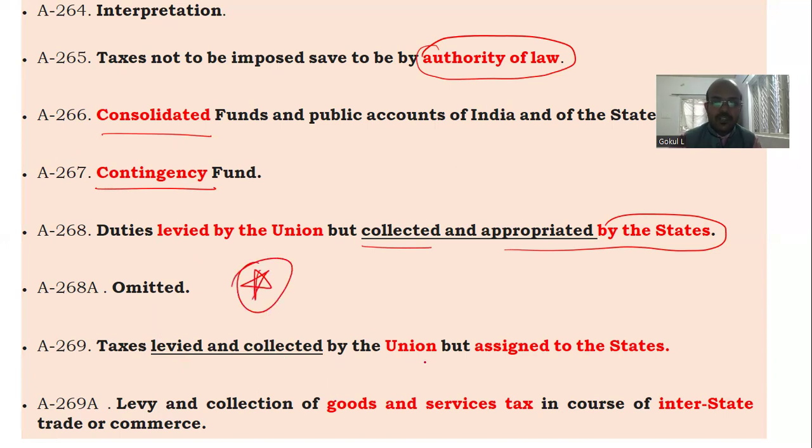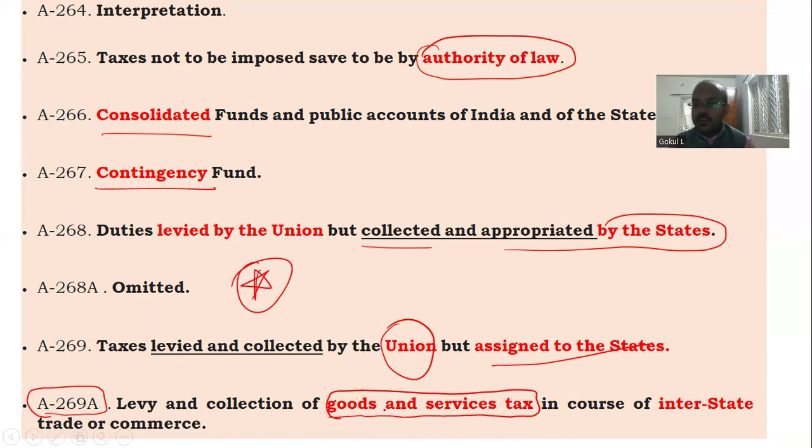You have to read the articles once, so that you'll get the clarity we have already discussed. Next, taxes levied and collected by union but assigned to state. Okay, next, 269A. See, 269A speaks about what? Goods and service tax, GST. This is where it was incorporated when GST was introduced in our country. 269A was included through an amendment.